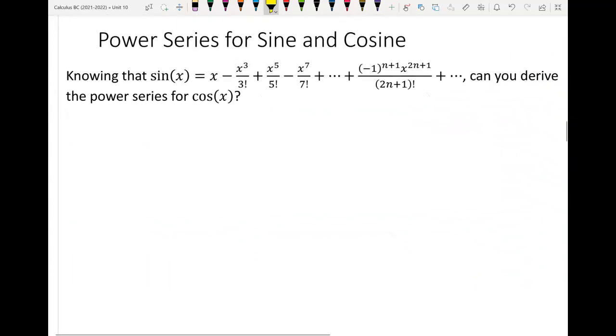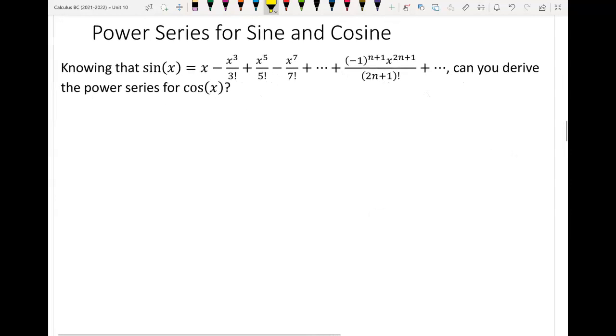All right, power series for sine and cosine. So I want to go ahead and just show, hey, we know that the derivative of sine is cosine, right? If I take sine of x, and I take the derivative of it, that's going to give me cosine. It's just one of the rules that we saw.